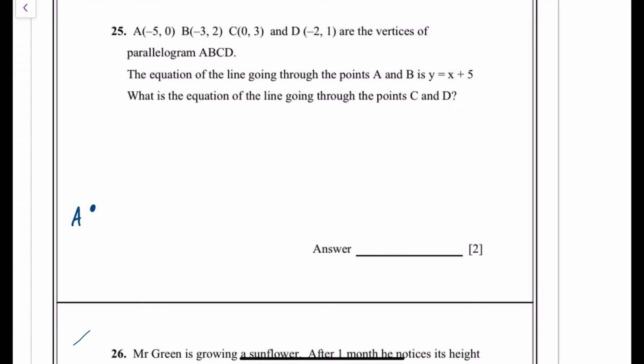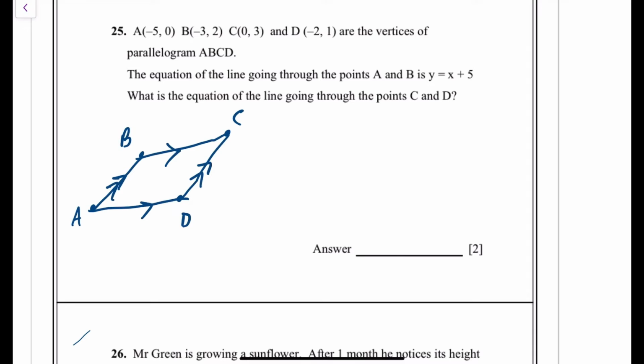B then is (-3, 2), so it's going to be up a bit. And then my C is (0, 3), so it's on up to the right and up another wee bit. And then my D is (-2, 1). So very roughly, that's what it looks like. A, B, C, D, and back again. So it's a parallelogram. You can just about make out that that's a parallelogram. Use your imagination. This is just a sketch to help me.